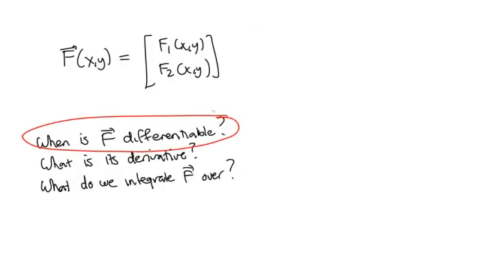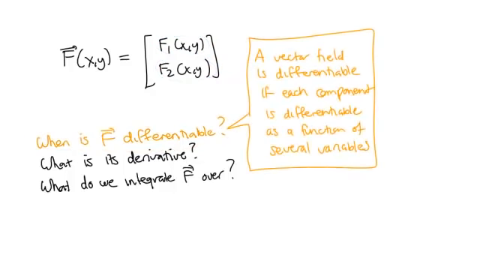When is a vector field differentiable? Well, again, just think about what we had done before. For a vector-valued function, the argument was that a vector-valued function, like a curve, was differentiable if each of its components were differentiable. And since each one of the components is a function of two variables, we know how to check for the differentiability of each of the components. And so, just like for continuity, when is f differentiable? Well, a vector field is differentiable if each component is differentiable as a function of several variables. Alright, let's hit the next topic.